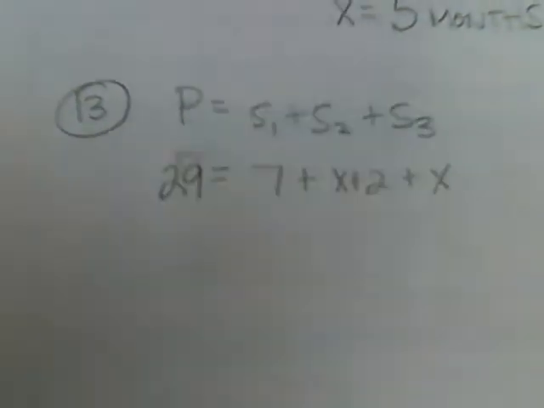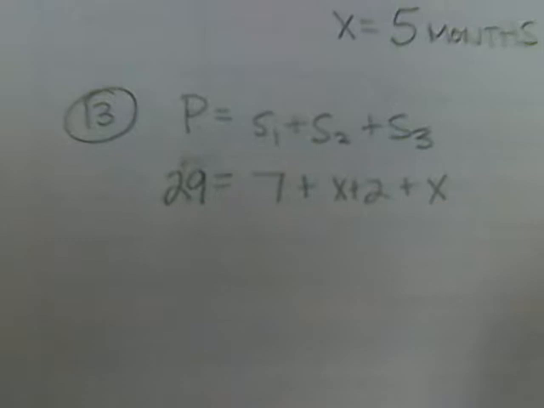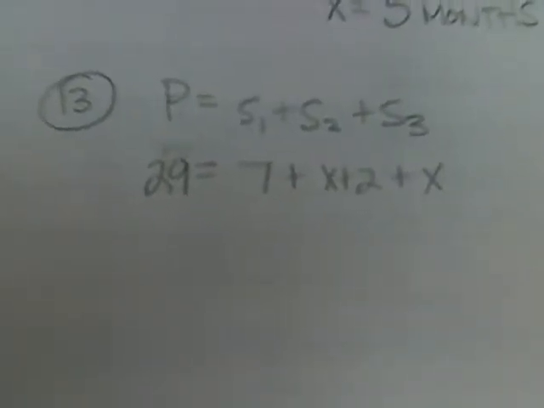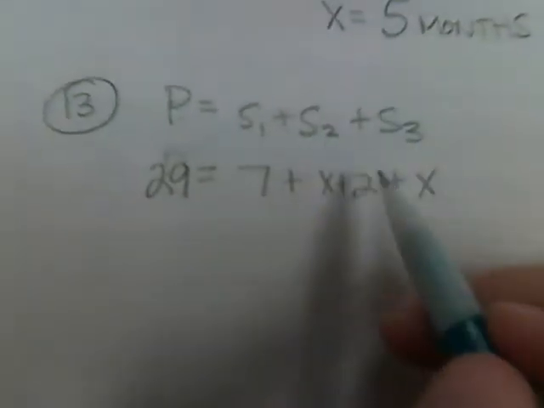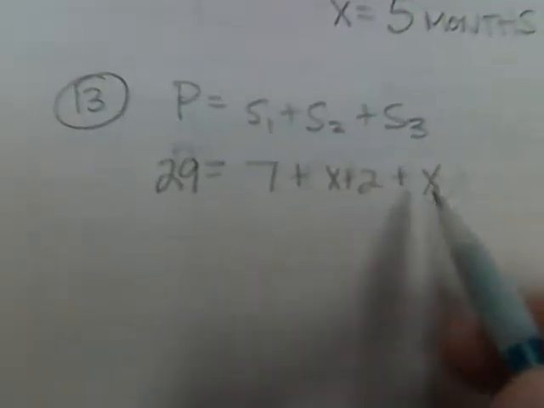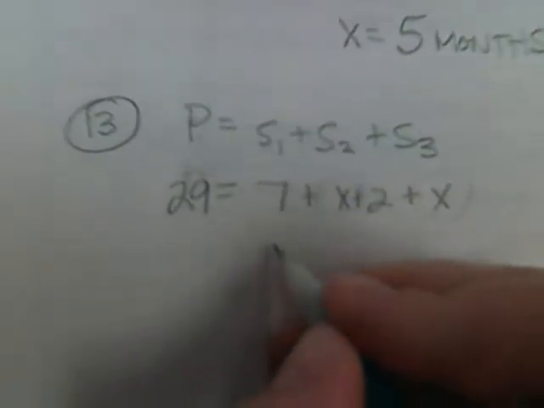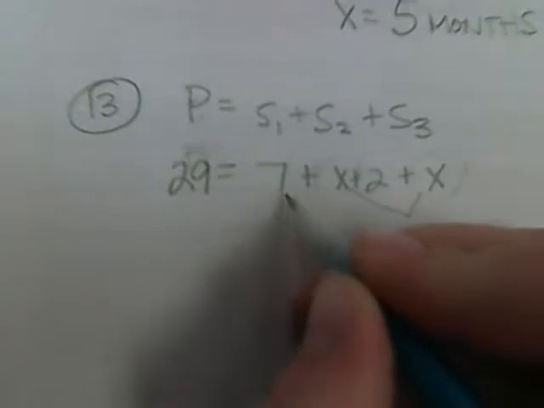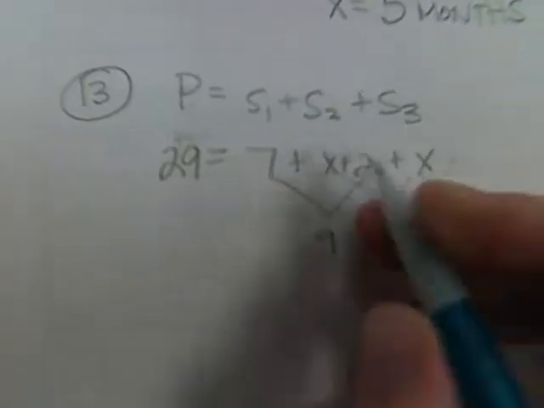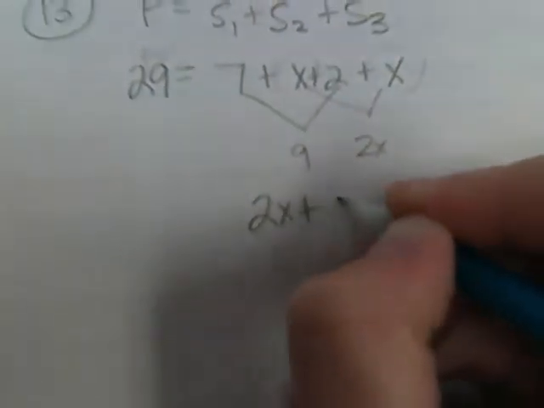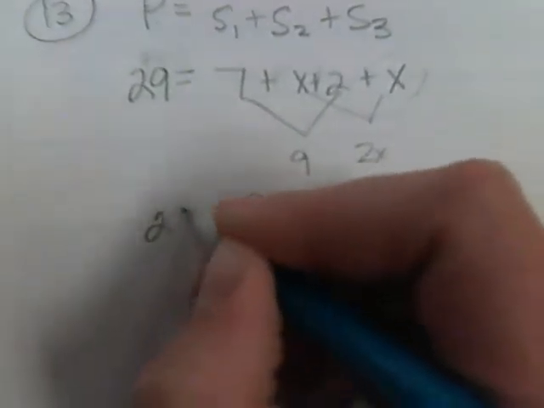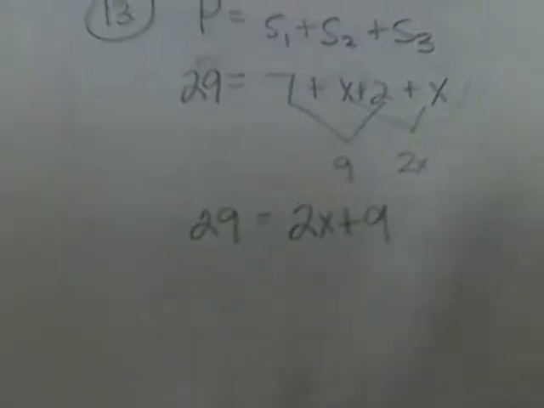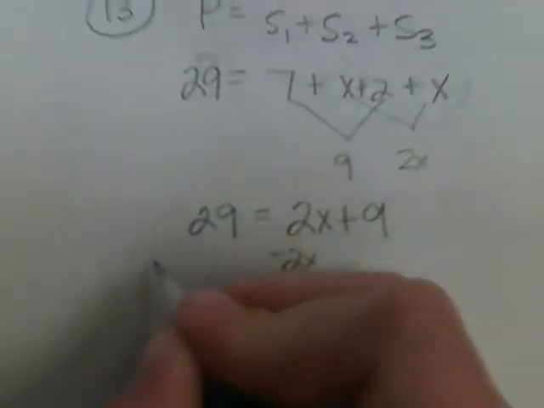Now, if we use our foldable from solving 3.1 through 3.3: no distributing, no fractions or decimals, combine like terms. Well, I can combine like terms on the right because I've got an x here and an x here. So that means there are two x's, and I also know that there's a 7 and a 2, so that's 9. So I've got 2x plus 9 equals 29. Okay, now I like my variables on the left.